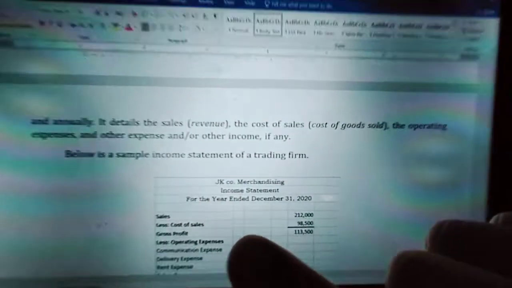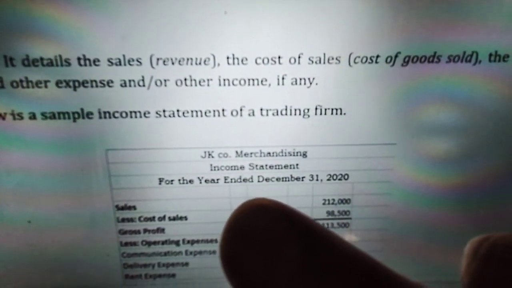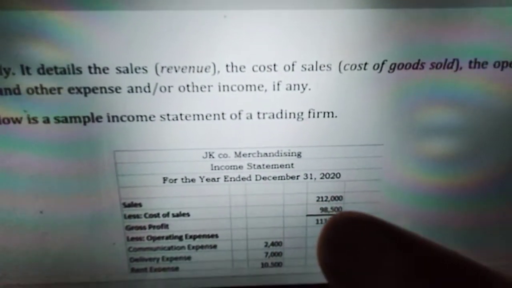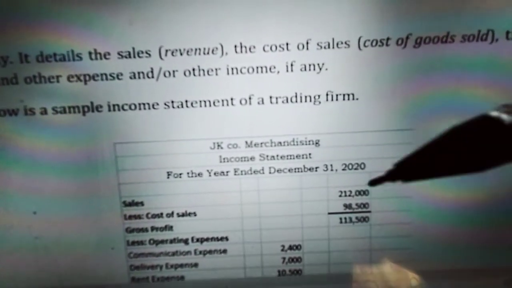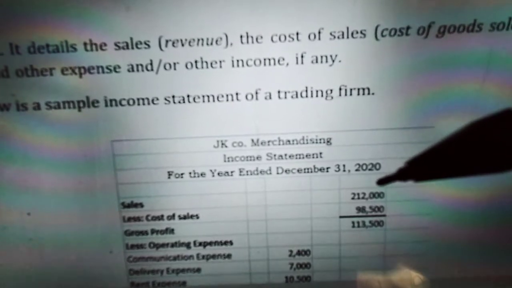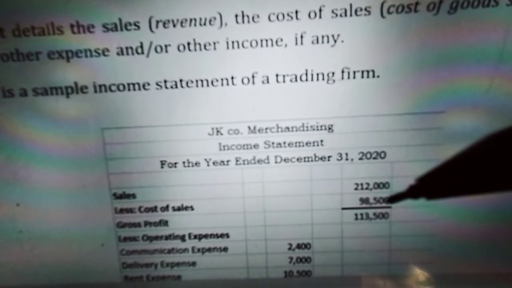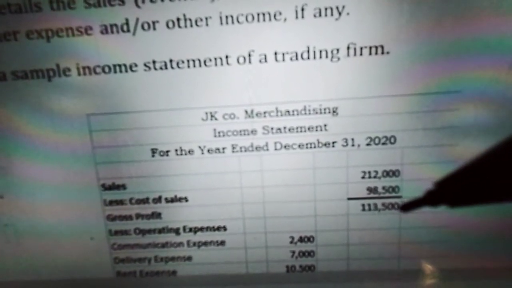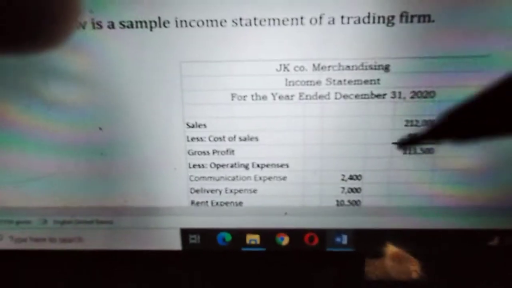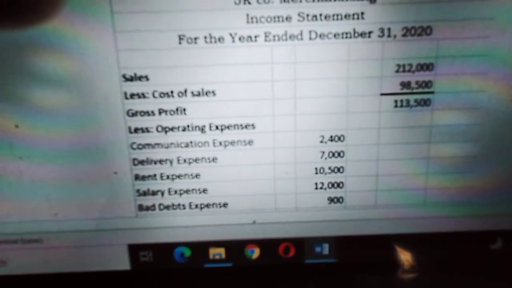Okay, so ito yung example. JK Co. Merchandising Income Statement for the year ended December 31, 2020. O, ayan ang sales niya, total sales. Ito, 212,000. Yung kanyang, ililess mo yung cost of sales, 98,500. Yan yung cost, no? Yun yung gross profit. Ito yung kinita niya, 113,500. Ngayon, ililess mo yung operating expenses. Yan yung 2,4, 7,000, 10,500.